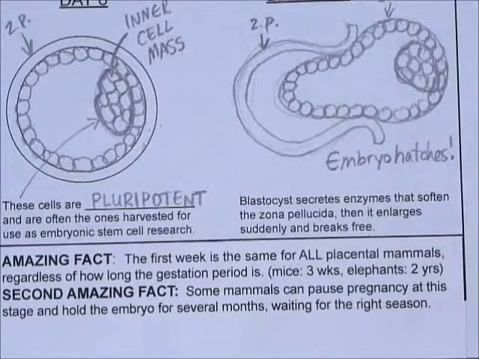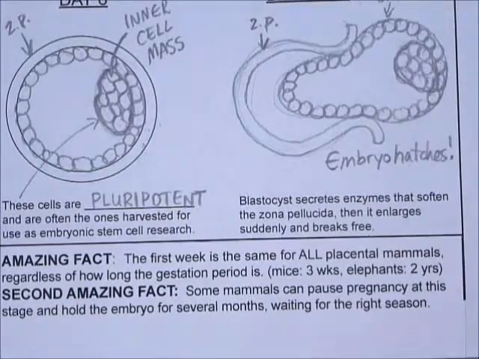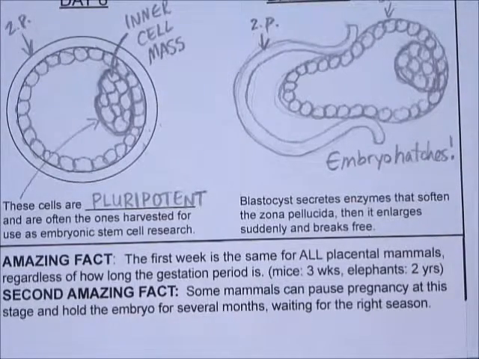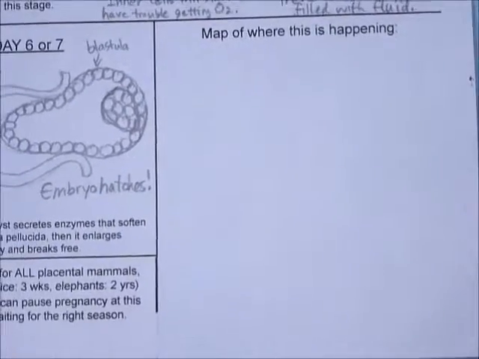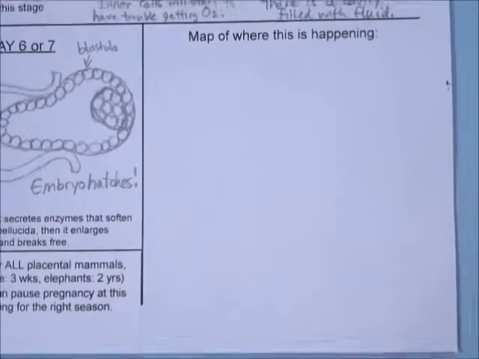Second amazing fact is that some mammals can pause pregnancy at this point right here and hold the embryo for several months, waiting until the right season. Examples of this, if you want to jot them down, would be bears, kangaroos, and the roe deer, R-O-E. A roe deer can do that, and maybe some others, but those are the examples that I read about. Now, before we go over here and fill in this map of where this is happening, I just want to show you a couple more photographs.